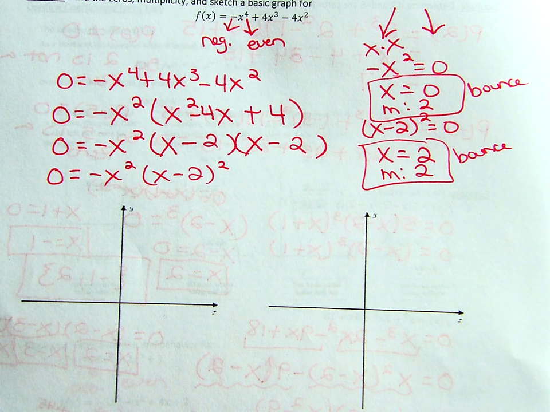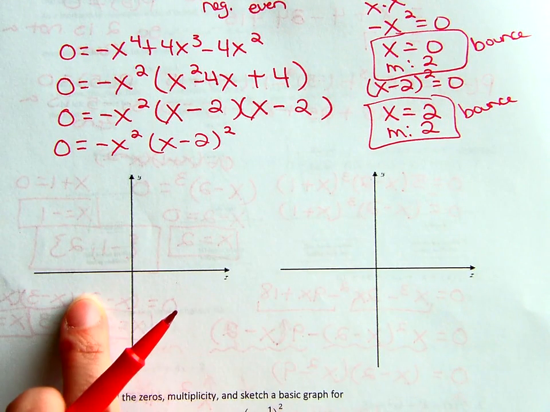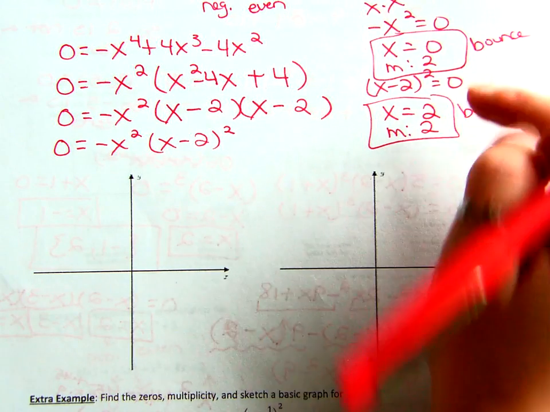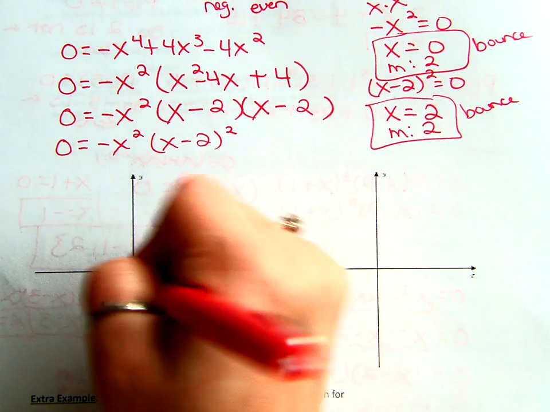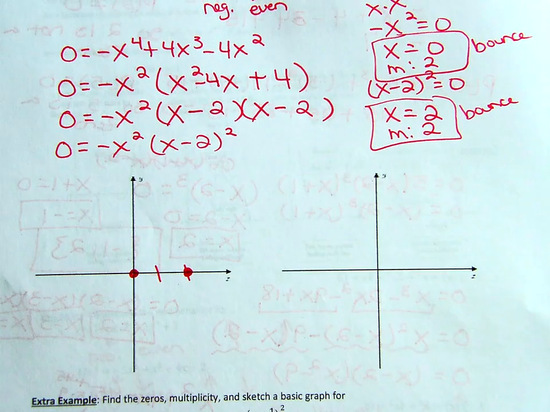So what I'm going to do is on this left graph, I'm going to go ahead and graph what I have. I know I have a 0 at 0, and I know I have a 0 at 2. So at 0, I'm going to put a dot, and at 2, I'm going to put a dot. Now, that's all I have right now.